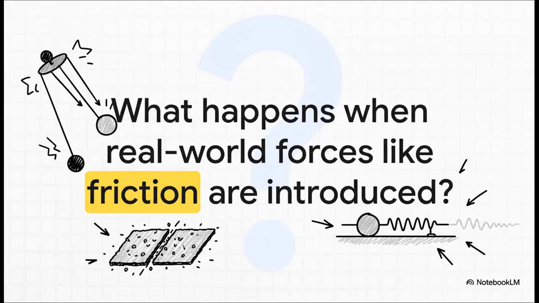So we've seen this perfect, beautiful dance where energy flawlessly trades places and the total amount stays exactly the same. But that leaves us with one last really important question. What happens in the real world? What happens when a force like friction gets involved and starts to steal just a tiny bit of that energy with every single back and forth swing? Well, that's a story for another time.